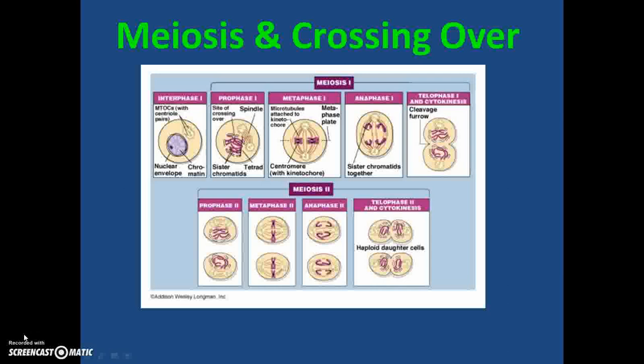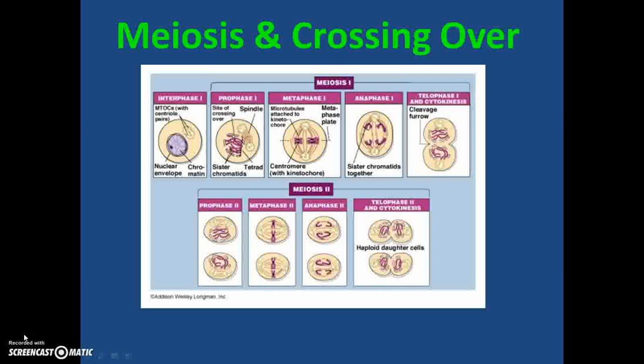So once again, we're looking at meiosis and crossing over. You can see in this picture here the different phases of meiosis. We have a similar order of phases: interphase, prophase, metaphase, anaphase, telophase. But the difference is this time we've got two divisions. We have really two main goals here with meiosis. We are trying to form haploid daughter cells. So when we're done, we'll have made 4 haploid daughter cells.